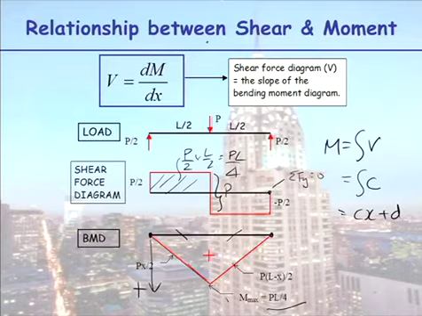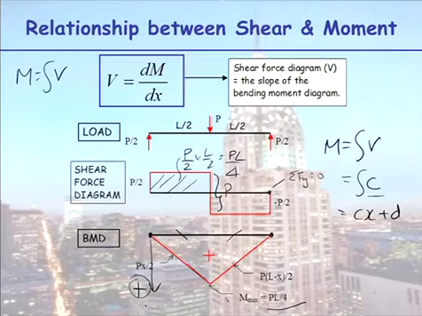Because of this relationship, V is equal to dM/dx, M is equal to the integral of V. When my shear is a constant, when you integrate a constant, you get Cx. So now you know there's a relationship. When your shear force is constant, your bending moment will be linear. And as I said, because we draw positive bending moment down, a positive shear force corresponds to a downward slope.